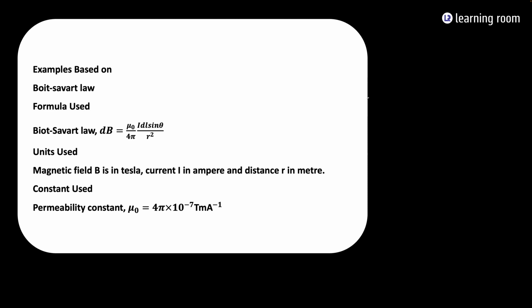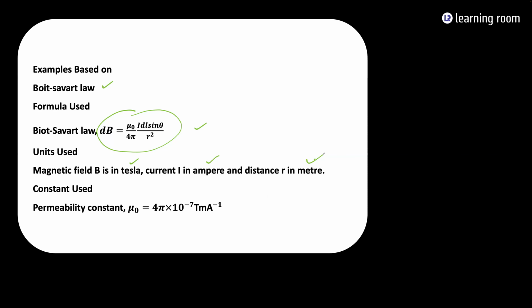So the first set of problems that we are going to deal with is based on the Biot-Savart law. For the Biot-Savart law, the formula that is used is dB is equal to mu naught times I dl sine theta divided by 4 pi r square. So what is the unit used here? The unit used is going to be Tesla. Current I is measured in ampere and the distance r is measured in meter. And here mu naught by 4 pi is there.